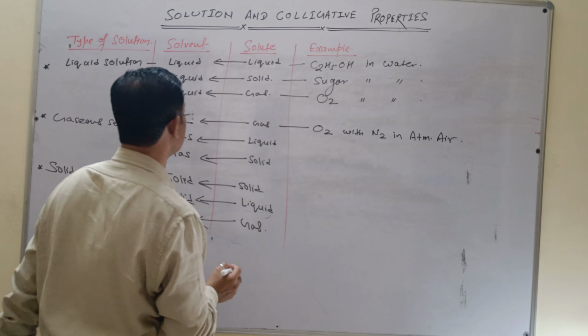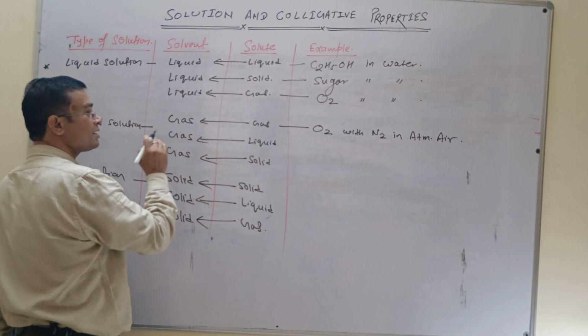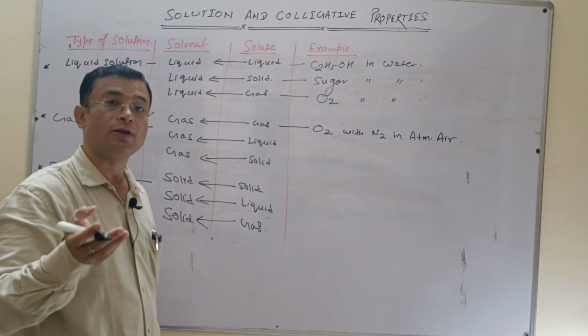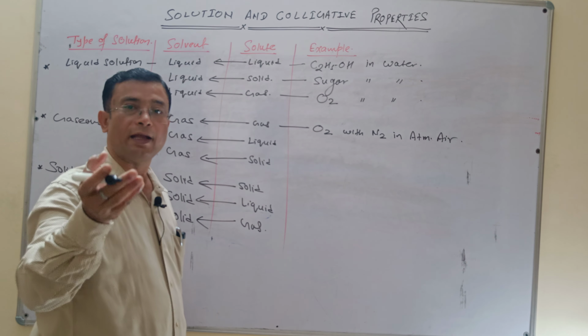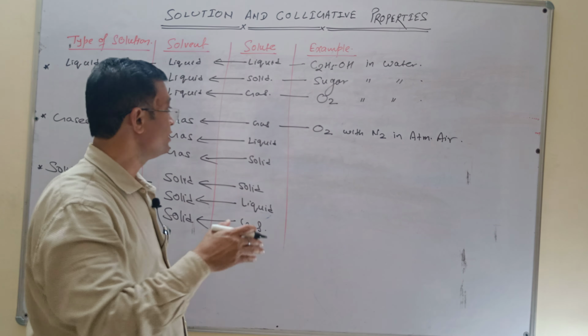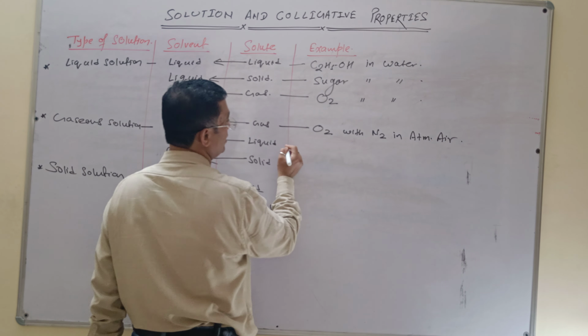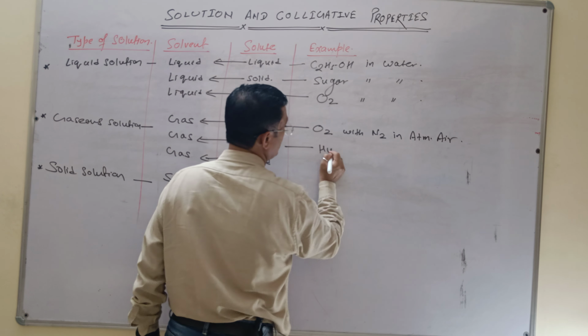This is the example. Now here liquid dissolved in the gas. What is the example? Humidity in air, moisture in air. This is the best example. Then what you can see here? Humidity.